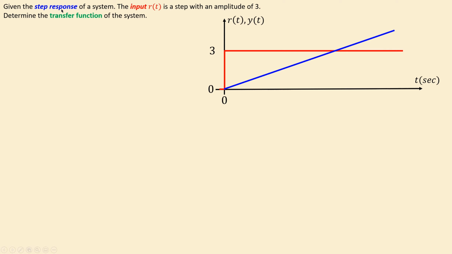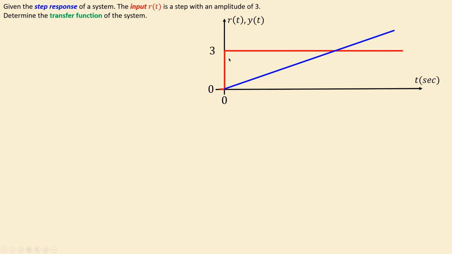We have the step response of a system, and the input R is given here in red, which is a step input with an amplitude of 3. You can already see that it has a value of 3, and it starts at 0 and will stay 3 forever starting from 0. Now we would like to determine the transfer function using this plot.